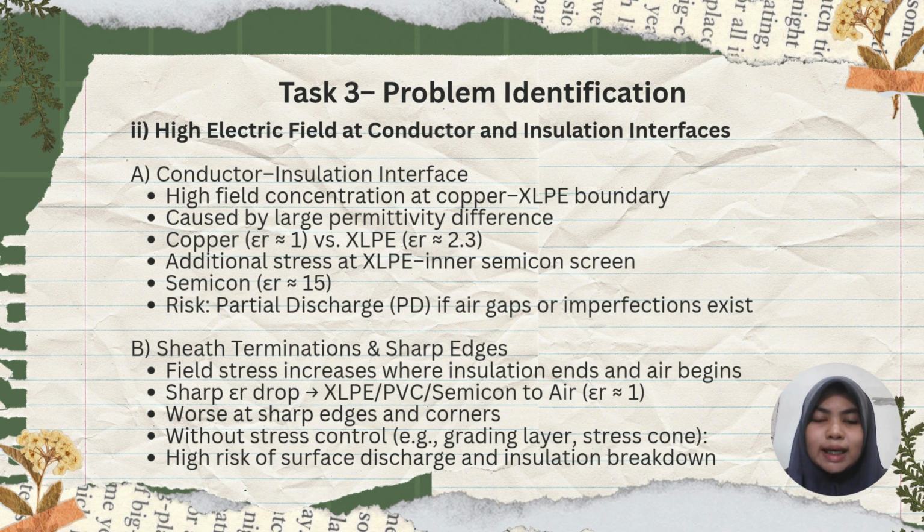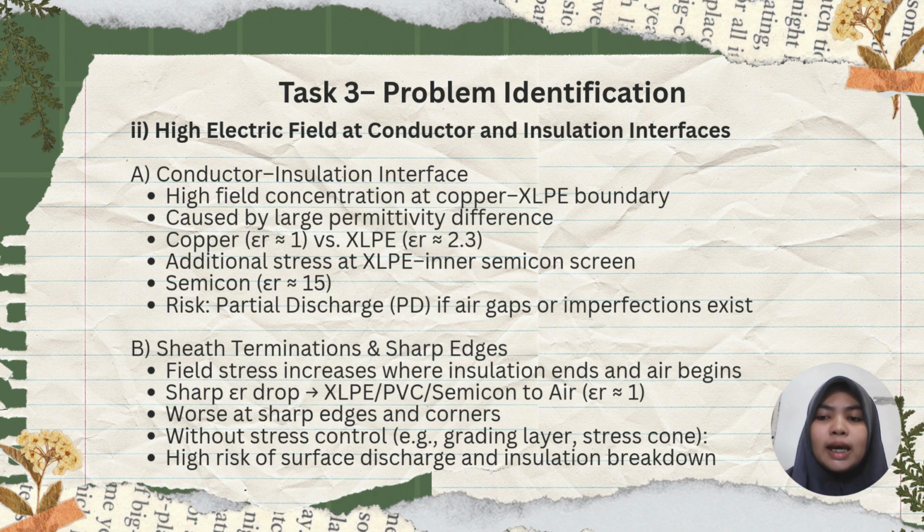So next, we'll be discussing the high electric field at the conductor and insulation interface. This slide highlights two critical regions where the electric field stress is highest in a typical 11 kV 3-core cable. First, at the conductor XLPE interface, a large permittivity mismatch causes the electric field to concentrate near the copper surface. This is further intensified at the XLPE semicon screen boundary due to an even higher epsilon R difference. These areas are highly prone to partial discharge, especially if small air gaps or material imperfections are present.